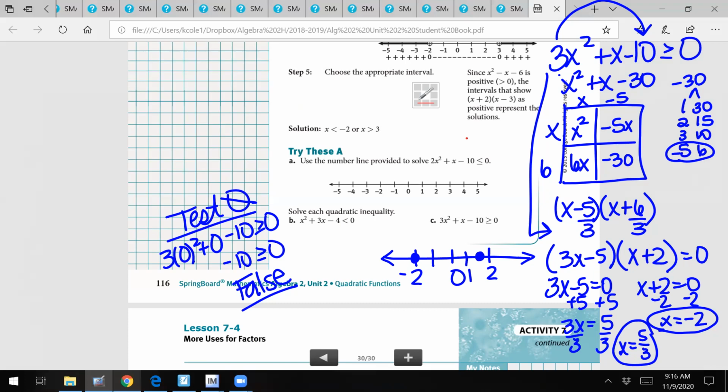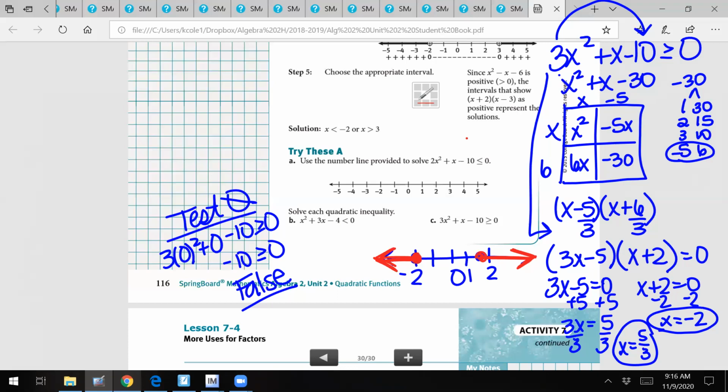And then I plugged in 0 to test 0, and I got a false outcome. -10 is not greater than 0. That's false. So what do you do when it's false? You go out. We're not shading where 0 is. We go out. And you'll notice I used closed circles because it's equal to.